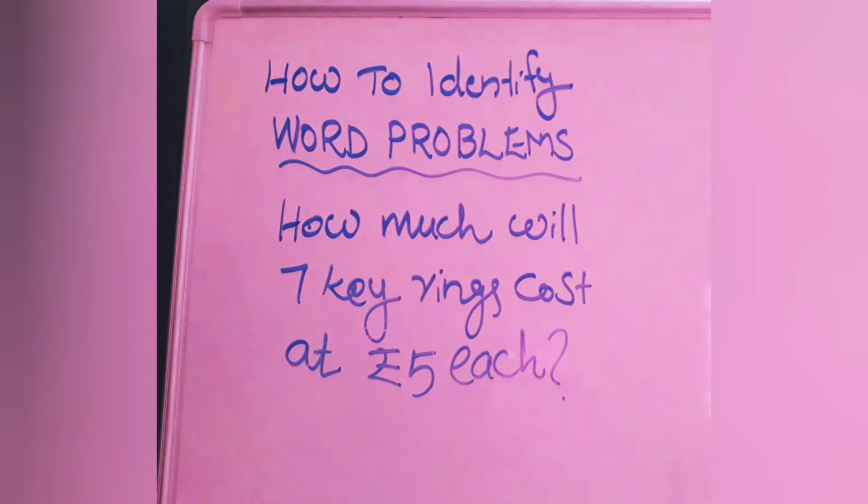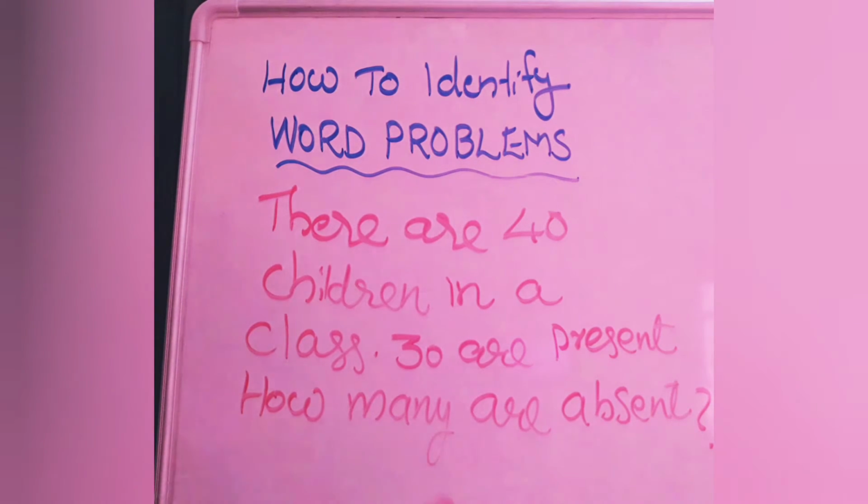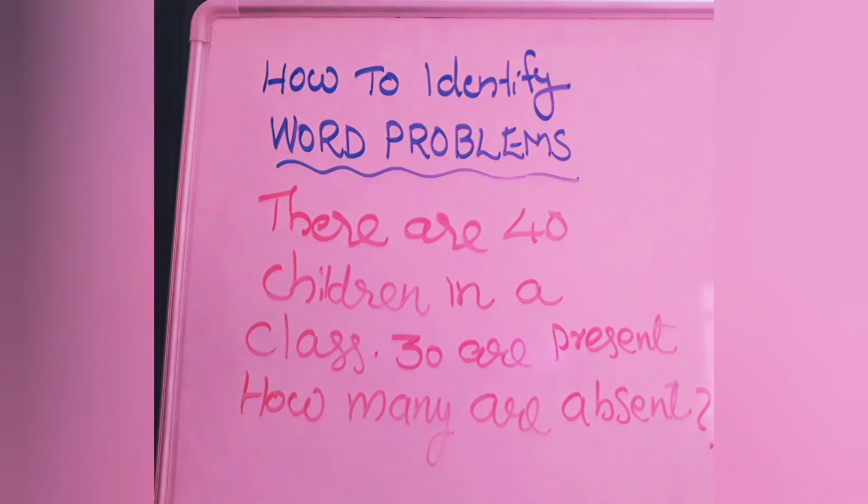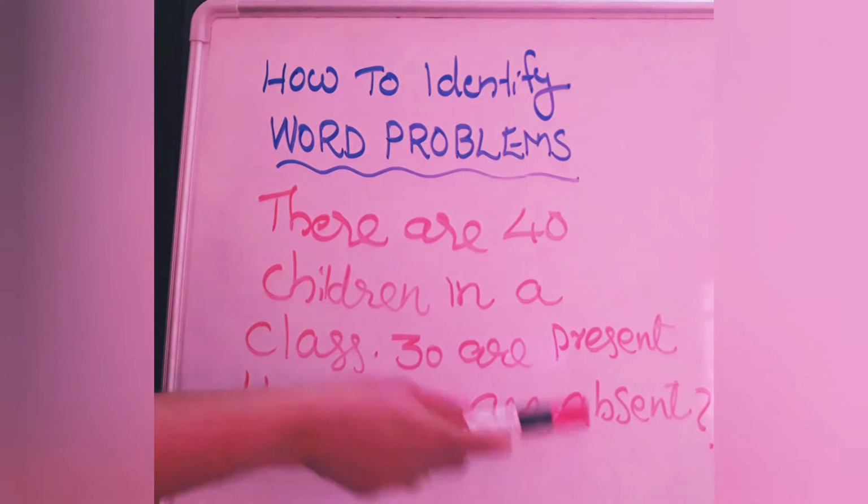Here 7 into 5, 35 rupees is the answer. Here is another question. There are 40 children in a class. 30 are present. How many are absent? You have to imagine a picture. A classroom is there. There are 40 students and 30 are present. How many are absent? We have to do minus. 40 minus 30, 10 are absent.